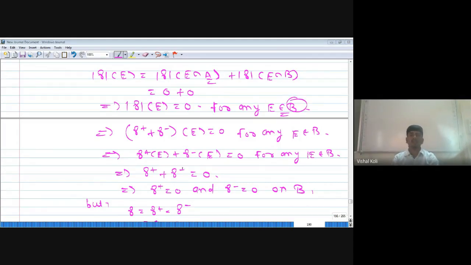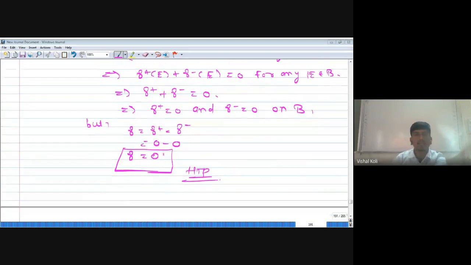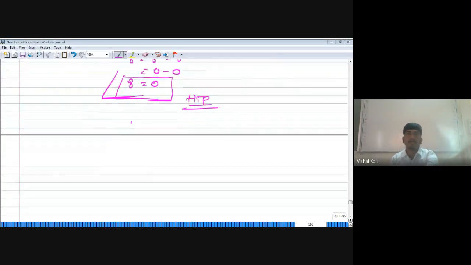Therefore from this we get gamma plus and gamma minus must be equal to 0. As gamma plus and gamma minus are equal to 0, and we know that gamma is nothing but the difference of two measures, that is gamma plus minus gamma minus, then 0 minus 0 is again 0. Hence we get the signed measure gamma will be equal to 0, and that is the required result.